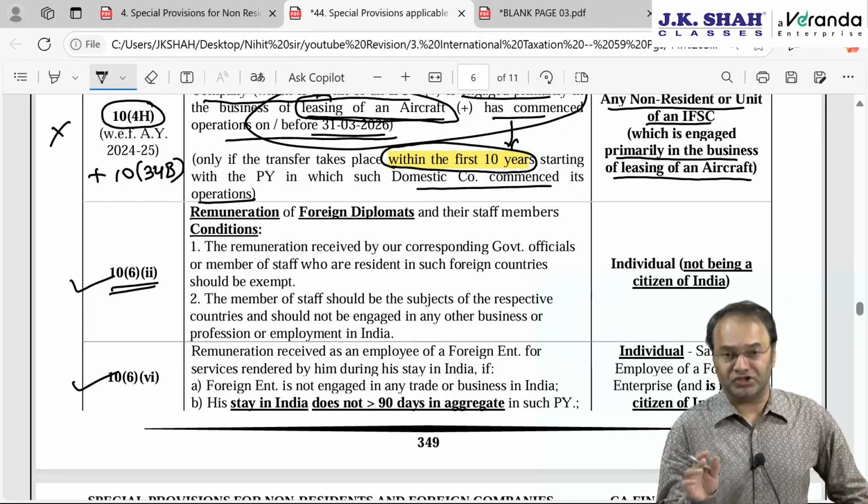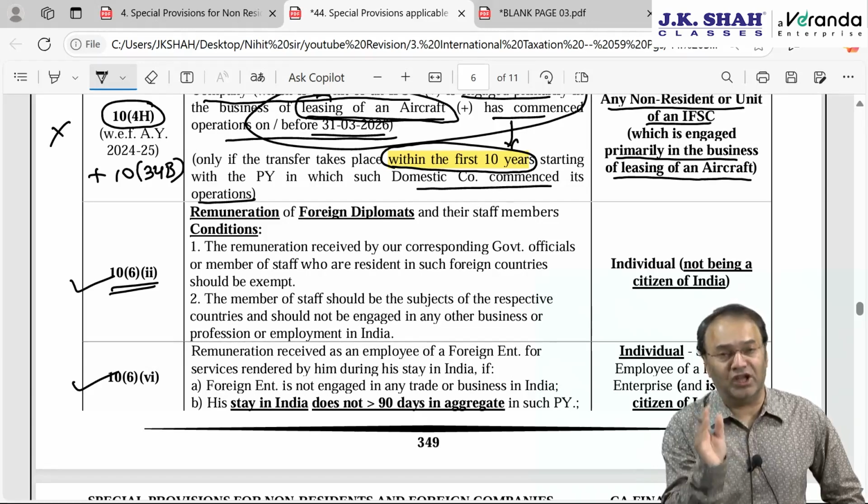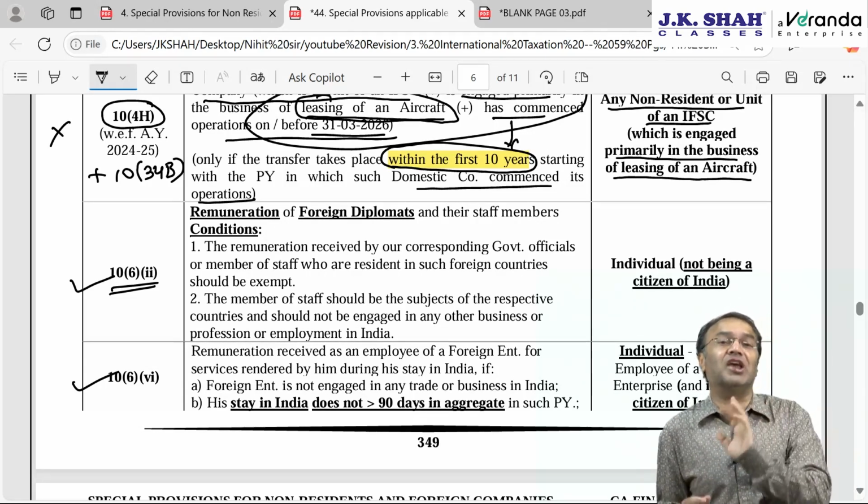Here, the person who is a diplomat, that means a person who is a resident of India, may be a resident of USA. Suppose any US government has its embassy in India.